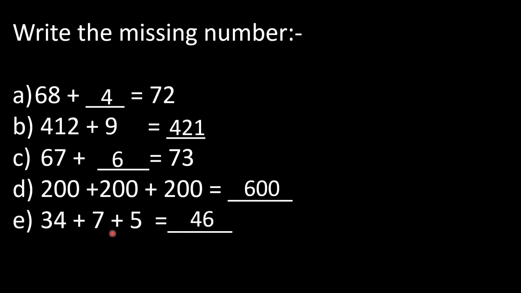Okay. Now in F part, 45 plus dash is equal to 5 plus 45. So this is the order property of addition. So what we will write here? The number that is not given to us and that is 5. So we will write 5 here.